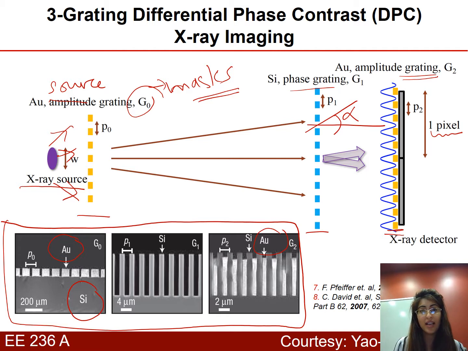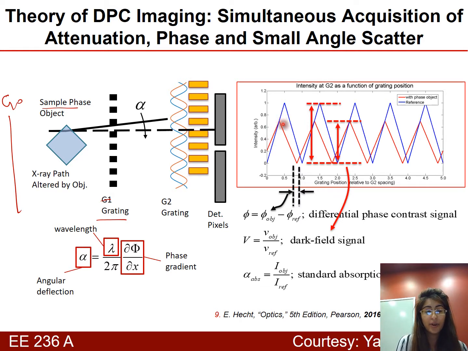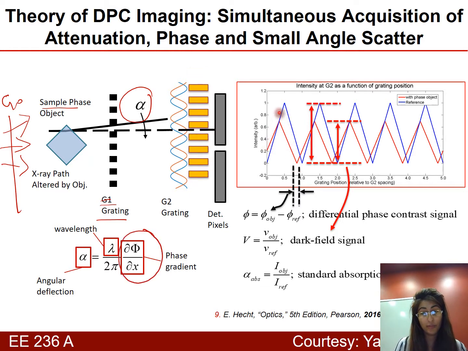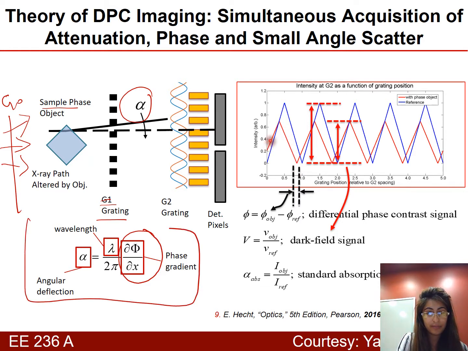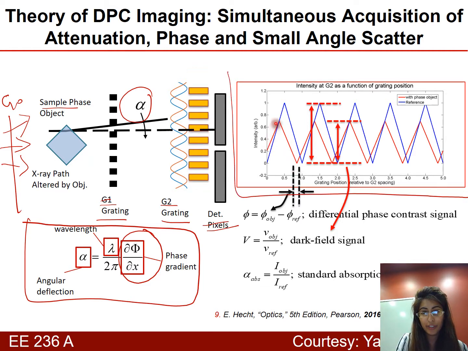Now, what happens when we place an object in this system? We usually place an object between the G0 grating and the G1 grating. From G0, we have X-rays coming, which are coherent, and then these X-rays hit this object and undergo refraction. Then they undergo diffraction at an angle alpha as they propagate through the G1 grating. This angle alpha is directly proportional to the local gradient of the object's phase, as quantified by this equation. The final step is the G2 grating, which is moved at various positions, and the intensity variations are recorded at the detector. Let's now focus on the plot of intensity versus grating position.